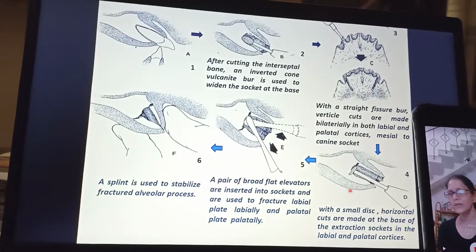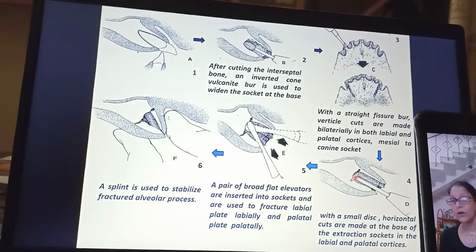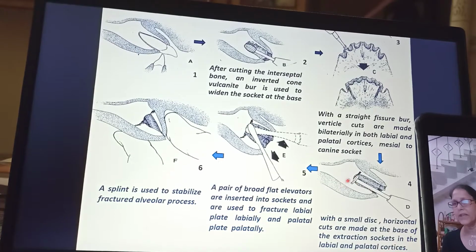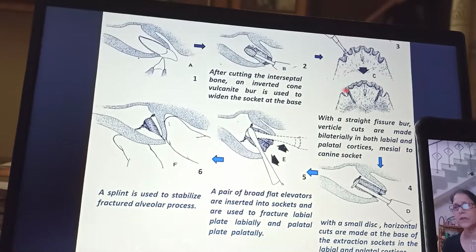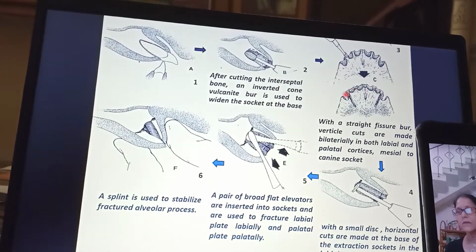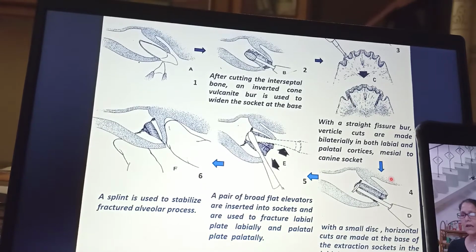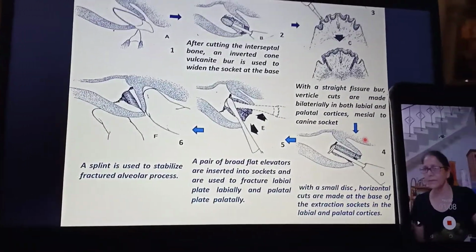With a small disc, a horizontal cut will be made at the base of all the sockets. So that means the horizontal cut is going to be here, like this. And a disc can be used for this purpose.